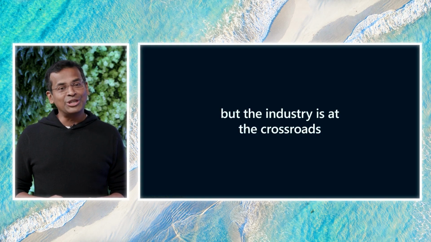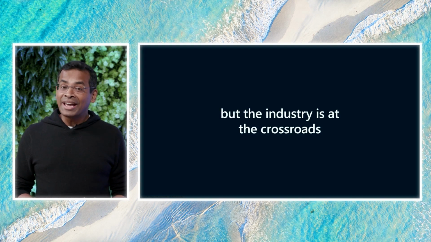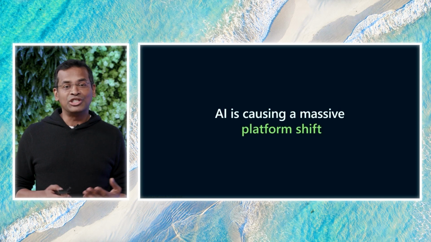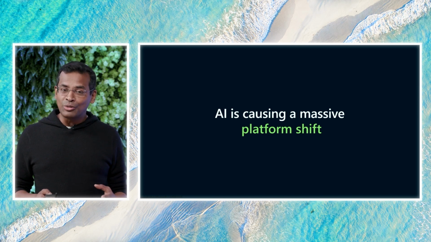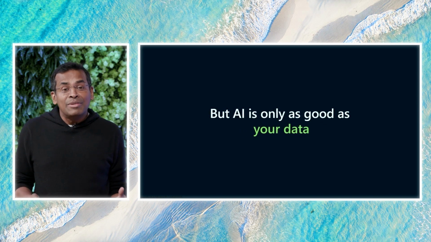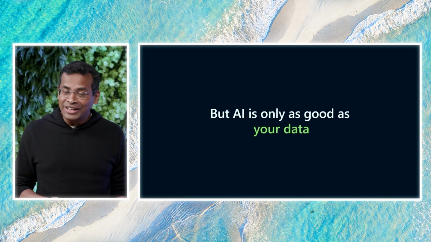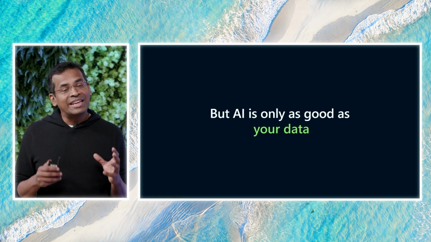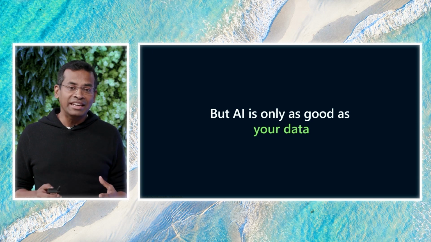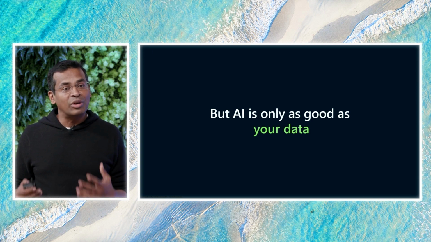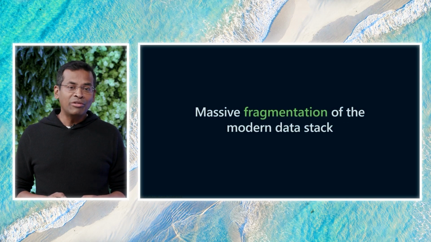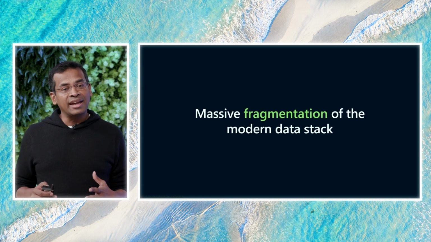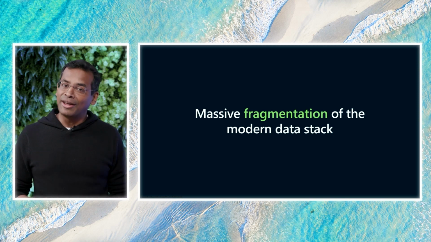However, the industry today is at a crossroads. Why is that? Because the era of AI has dawned with the launch of ChatGPT, and AI is causing a massive platform shift, causing us to rethink everything from the ground up. However, AI is only as good as your data. If you put garbage in, you get garbage out. That means it's even more important for customers today to get their data in the shape they need, so that it's ready for them to apply AI and get transformative business value. However, if you look at what's happened over the last decade, the good news is there's been a ton of innovation.